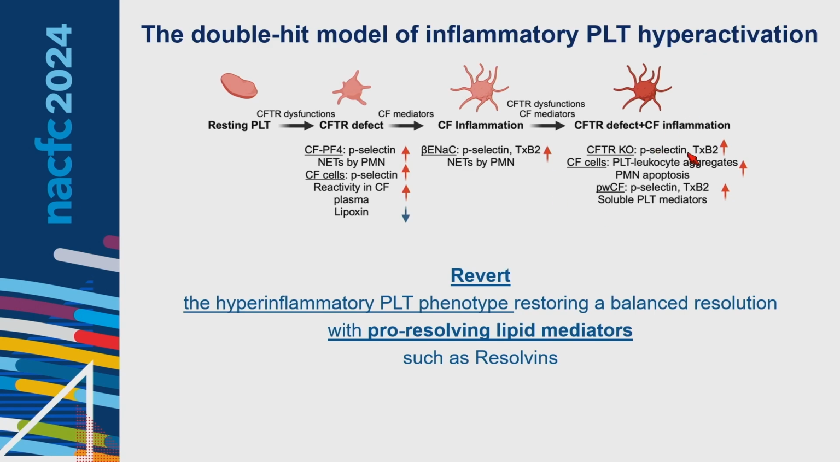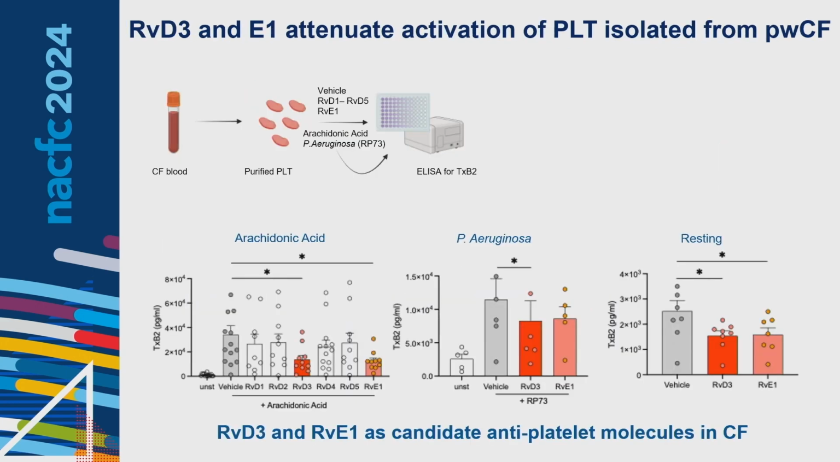So, based on this model, the aim of our work is to try to revert this hyperactive platelet phenotype by using a family of compounds named resolvins that stimulate the resolution of inflammation. First of all, we tried to understand whether resolvins could indeed reduce platelet activation, and to do that, we performed this in vitro assay reported here, in which we purified platelets from CF blood and treated them with a number of resolvins in presence of some canonical inflammatory stimulus, such as arachidonic acid or Pseudomonas aeruginosa.